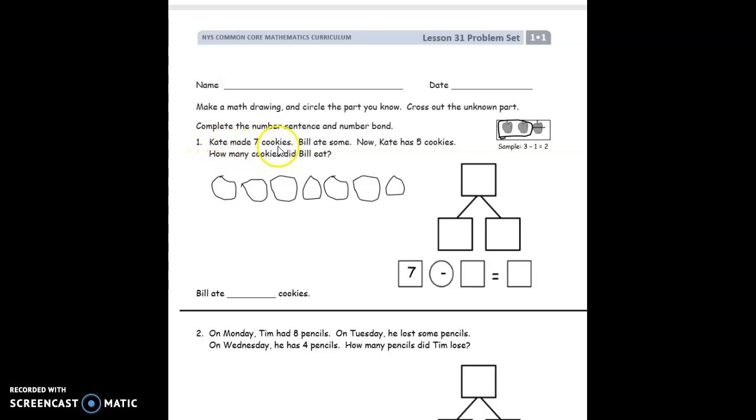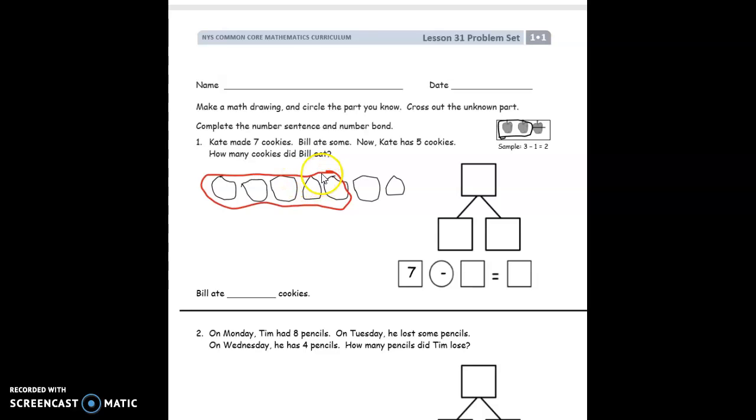Kate made 7 cookies. Bill ate some. Now Kate has 5 cookies. How many cookies did Bill eat? They already drew 7 circles for us to represent the 7 cookies Kate made. We know Bill ate some of them, and now Kate has 5 cookies. Let's circle 5 cookies because that's how many we know Kate has.